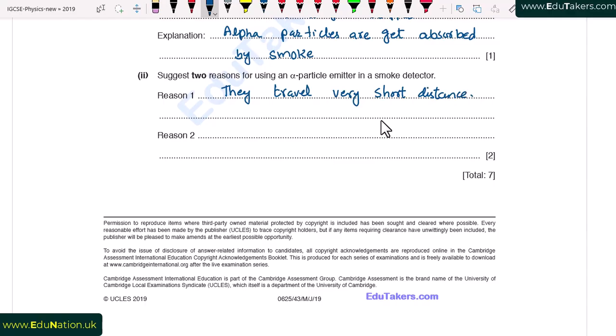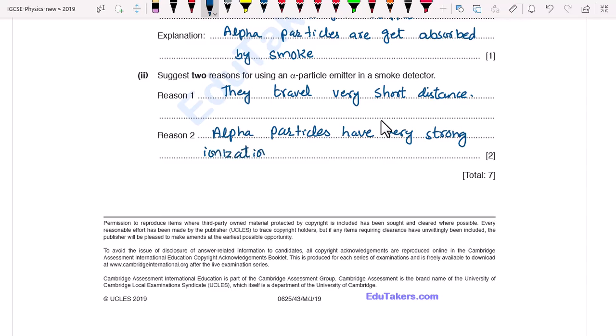And second reason is that alpha particles have very strong ionization. So I write here alpha particles have very strong ionization energy. So that's why we use the alpha particle emitter in smoke detector.